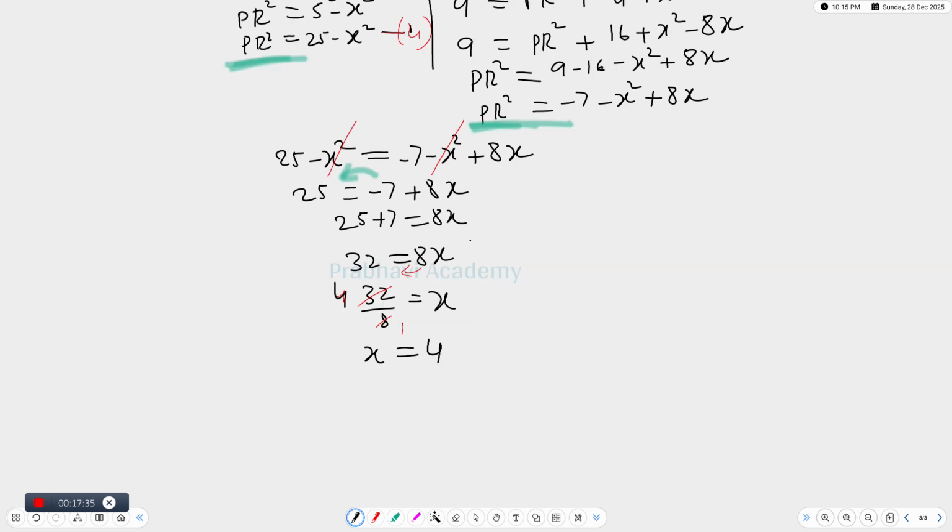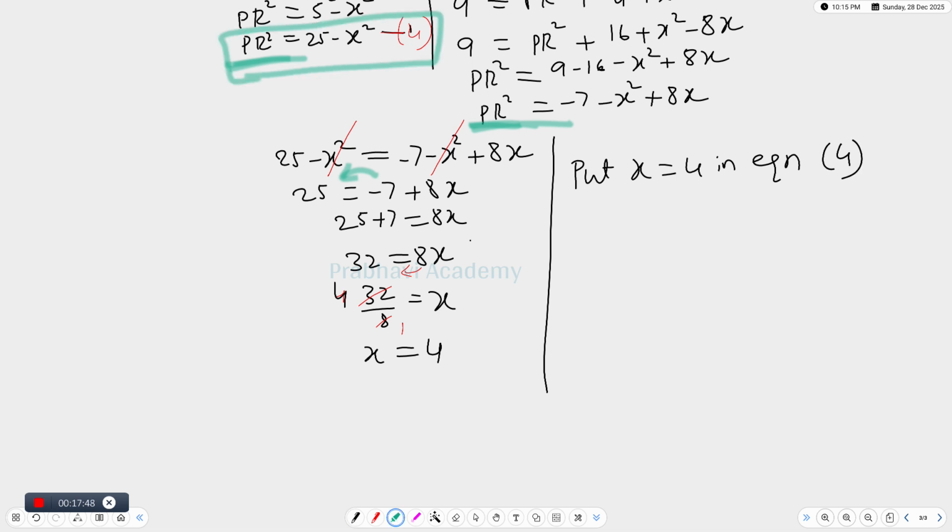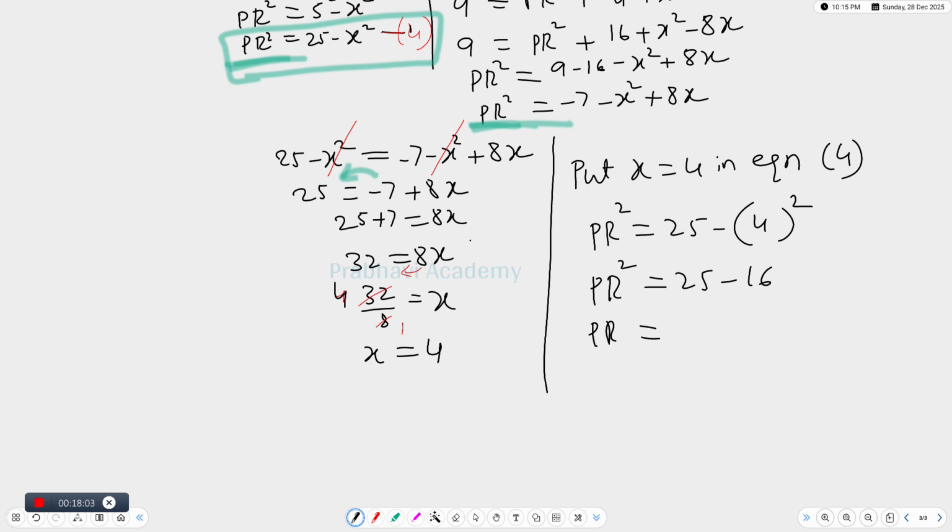So putting this value in, put X is equal to 4 in equation number 4. Equation 4 is this equation. If I put the value, what will I get? PR square is equal to 25 minus X value, 4 square. So I will get PR now, 25 minus 16. So PR square is equal to 9, and PR is equal to under root 9. So PR value is 3.